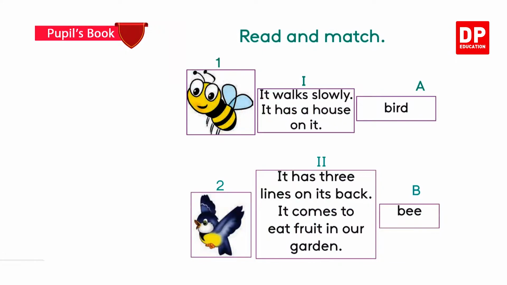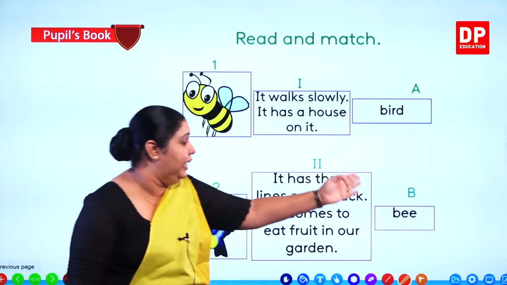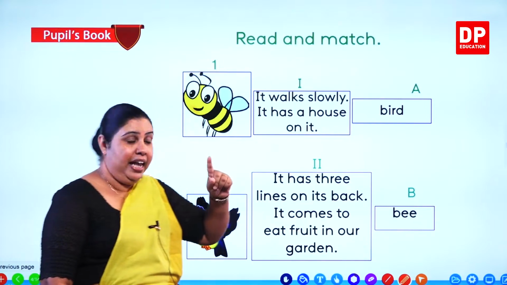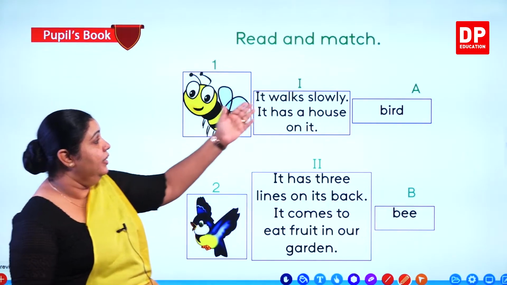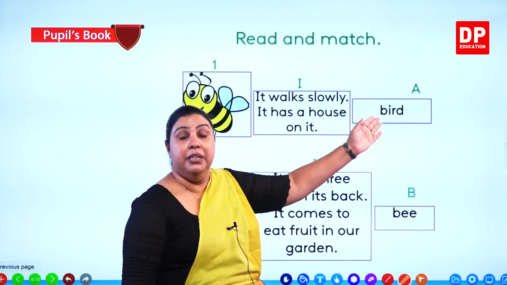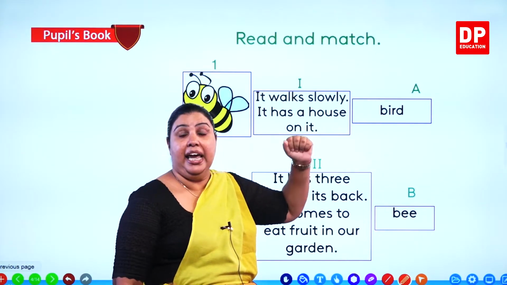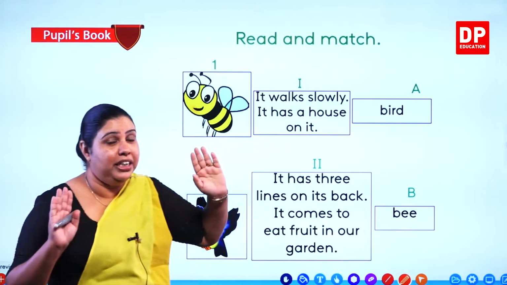We have the bee, but the name of the bee is over here. We have the bird. Number 2, we have the bird. But here, the word bird is from letter A. Right? So, we will sort it out later.